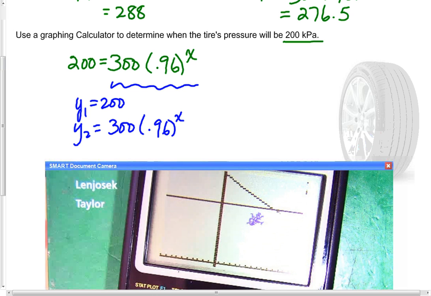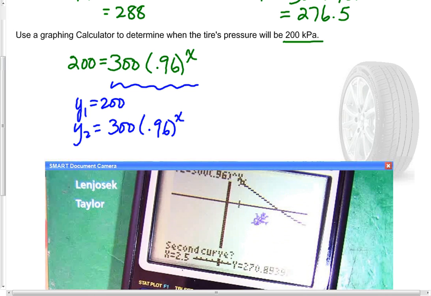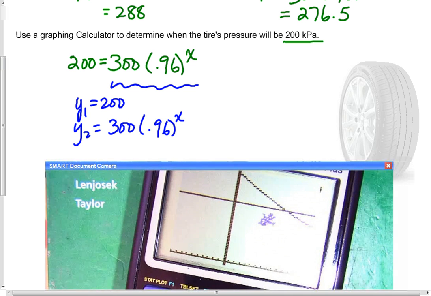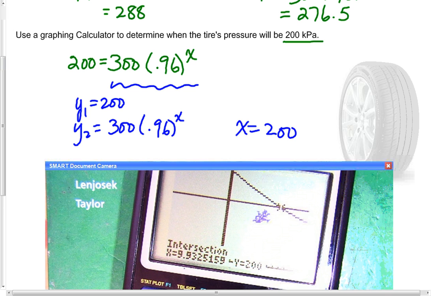There is my exponential curve with its slight decay of 4%. Where do they meet? Point of intersection, second function calc, number 5. There's the first one. It's the line. Jumps to the curve. Enter again. Point of intersection is 9.9 comma 200. So the solution is, oh sorry, 9.9. Silly. You have to be able to read the data. So in 10 minutes, you're going to be down to 200 kilopascals. That doesn't sound good.